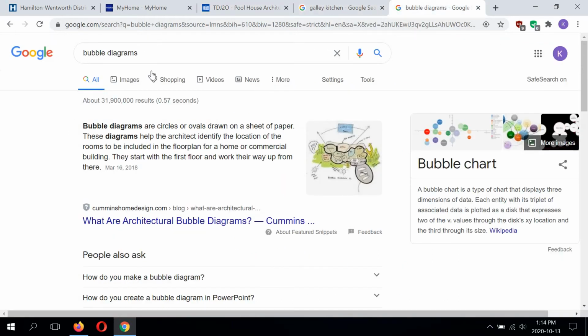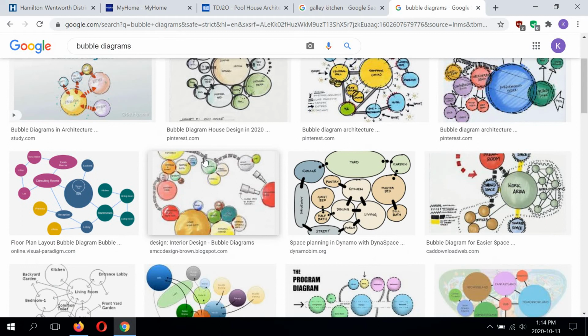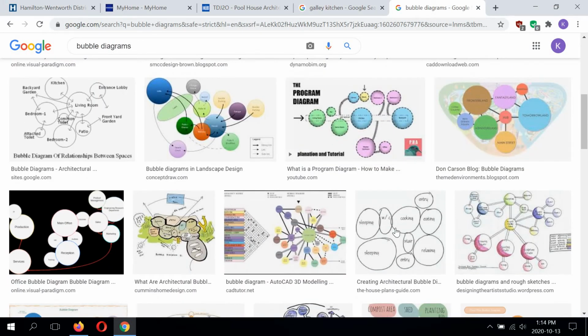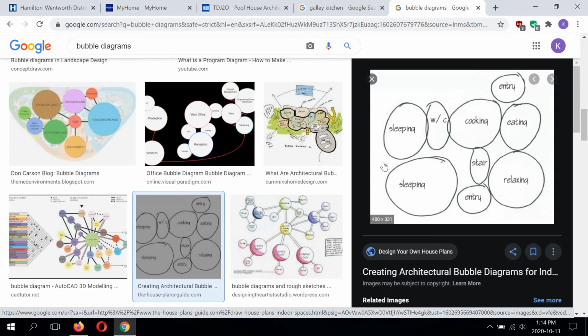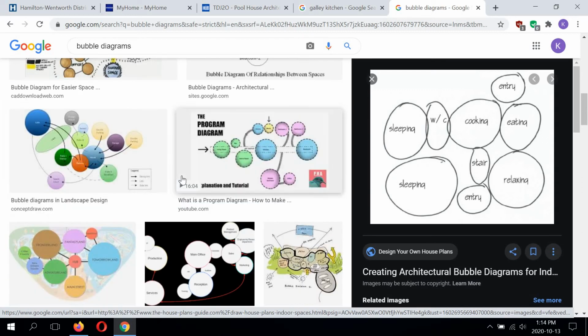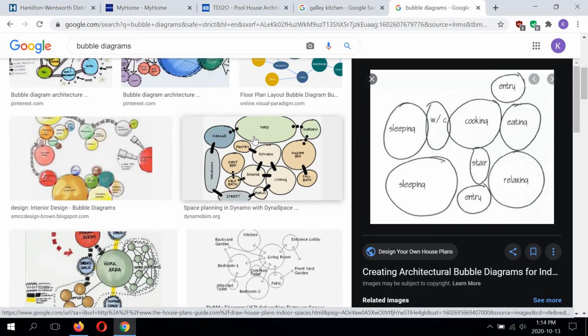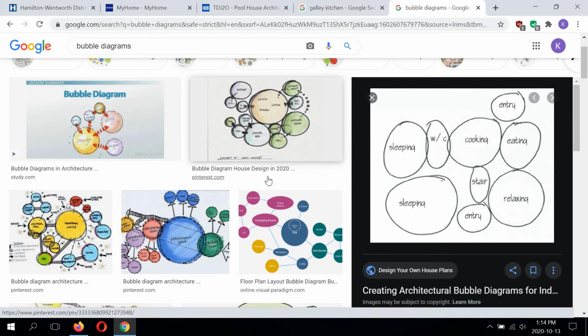So clicking back in the bubble diagrams, let's take a look at images. And there's various examples of bubble diagrams here that you can look at, right? This one here is a very basic one, but that's really all you need. It doesn't have to be fancy. You see a lot of these fancy ones here with color, and you don't really need any of that. I don't expect you to color your bubble diagrams. I just expect you to get a sheet of paper and a pencil and start sketching these things.